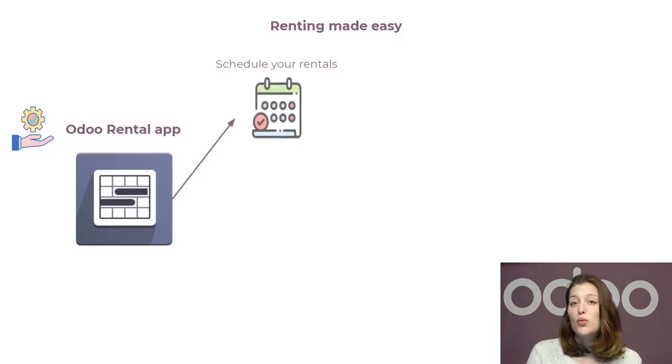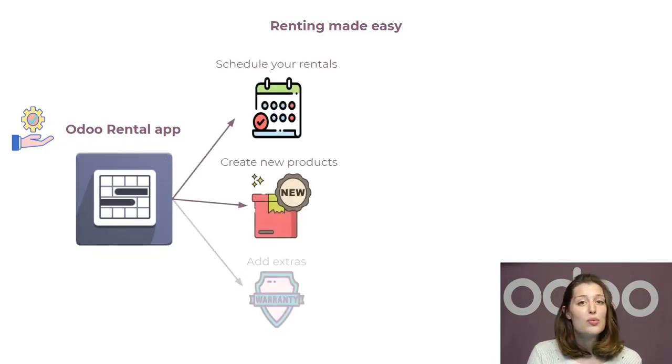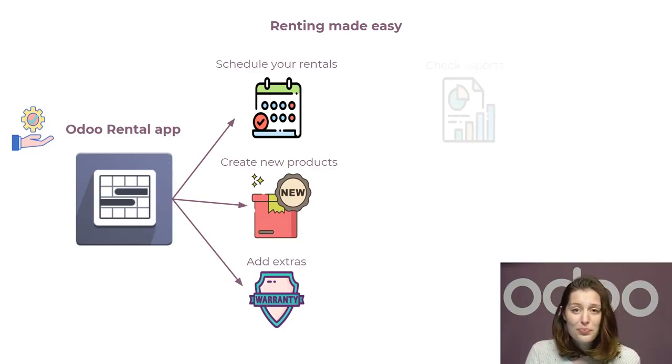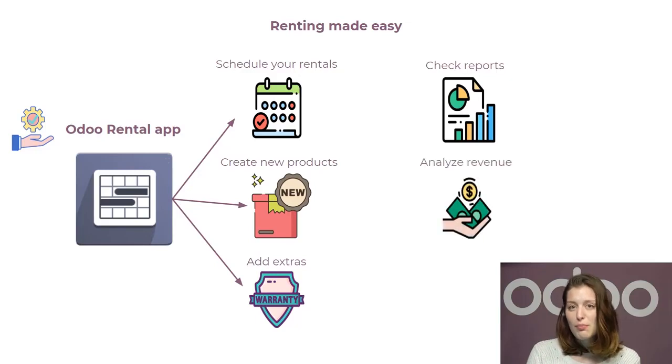We can keep an eye on which products are reserved to avoid multiple bookings, make new products available in just a few clicks, and decide which extras we want to offer, such as rental insurance, extensions, and so on. We can also check reports by product or customer, as well as analyze revenue by quarter or month. So let's jump into the rental app and see how it helped us expand our business. And who knows, maybe we'll rent our super secret offices at some point.